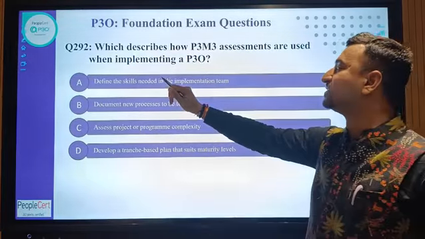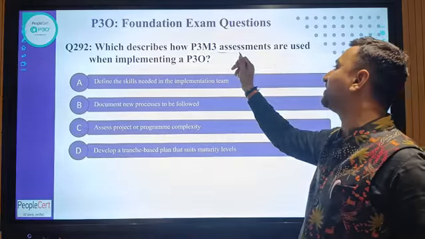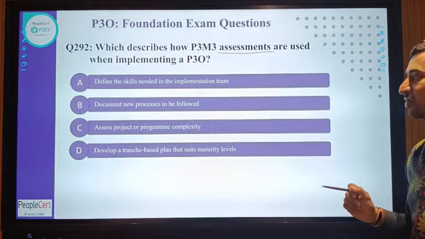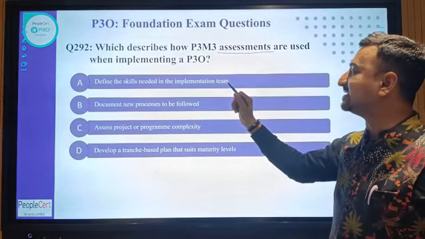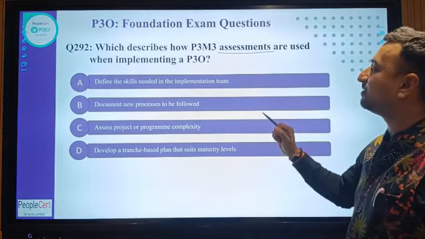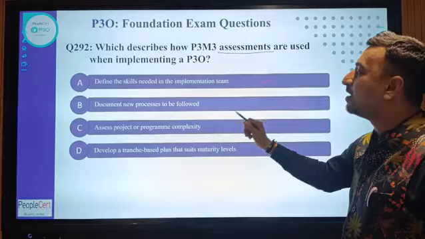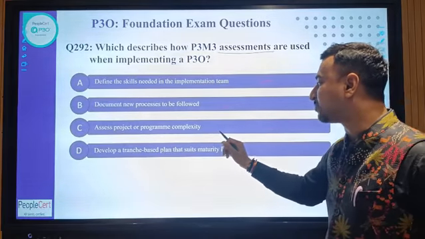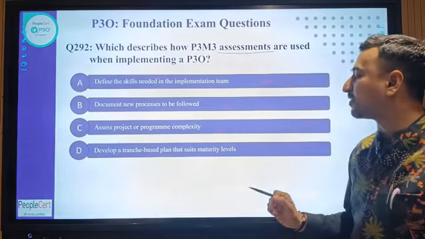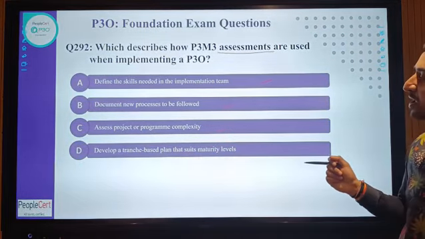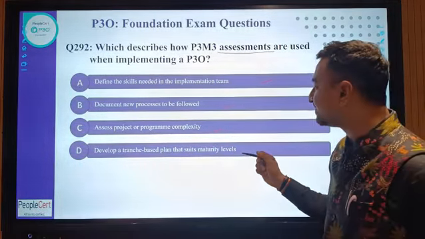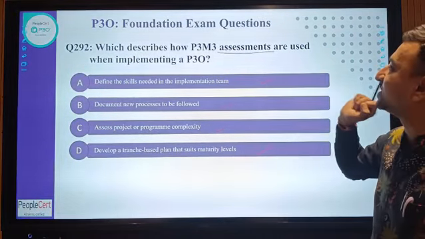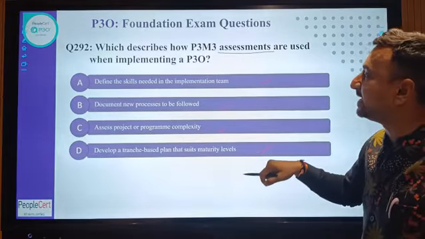Question number 292 says, which describe how P3 and 3 assessment are used when implementing a P3O model. Option A, define the skills needed in the implementation team. Option B, document new processes to be followed. Option C, assess project and program complexity and develop a tranche-based plan that suits the maturity level.